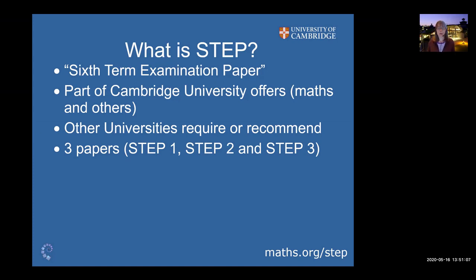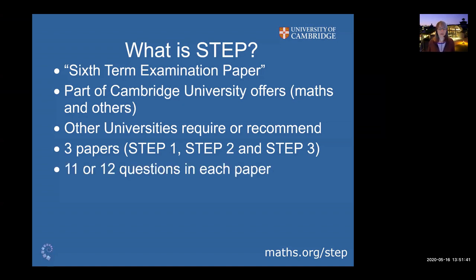There are 3 papers. We are now using the numbers 1, 2, and 3 rather than the Roman numerals. They are STEP 1, STEP 2, and STEP 3. They are supposed to be getting slightly harder in content, and they also cover more material. So STEP 1 is based on A-level maths with a couple of extra bits added in. STEP 2 is based on A-level maths and the AS Further Maths core. And STEP 3 is based on A-level maths and A-level Further Maths.